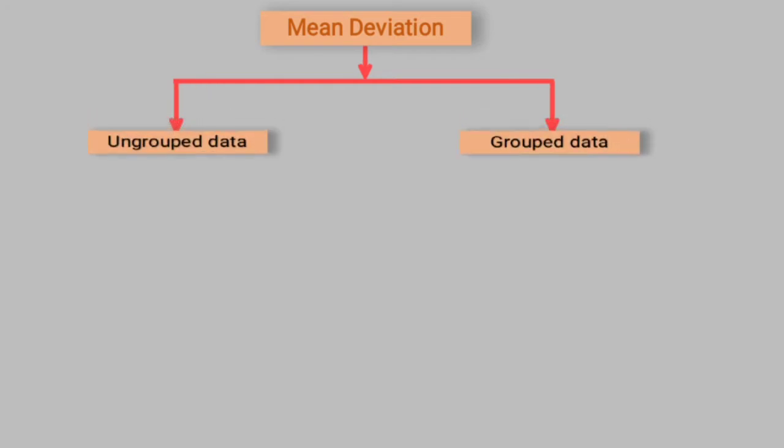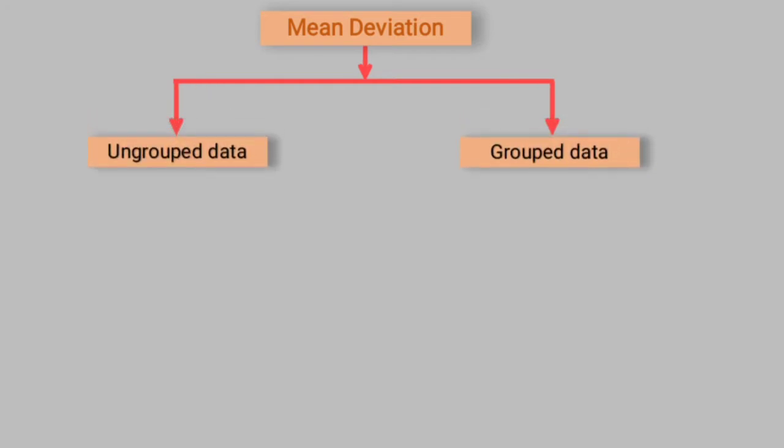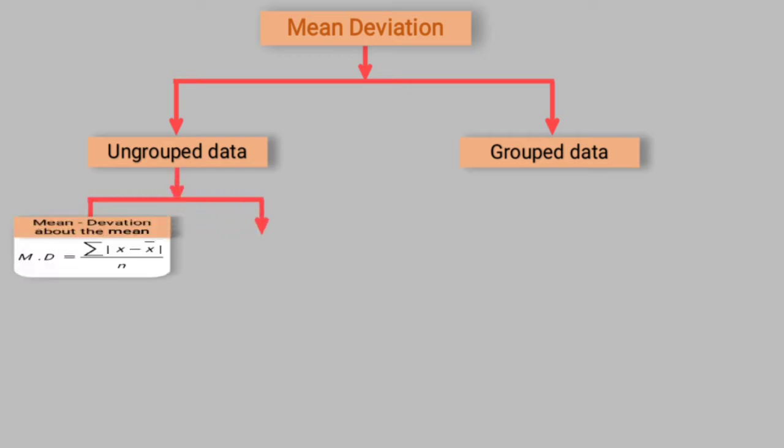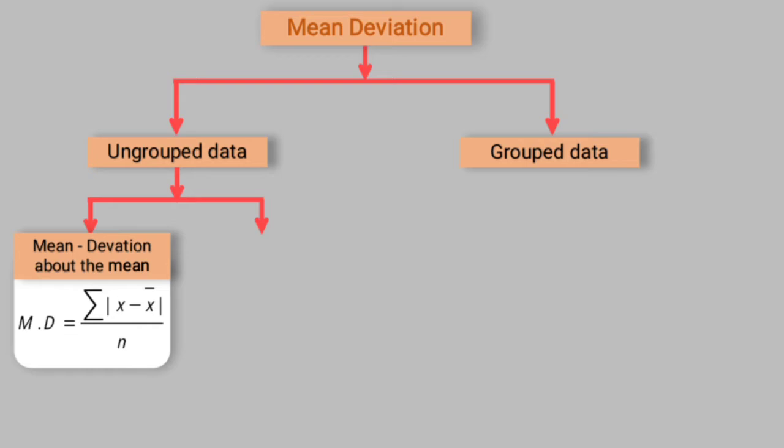We are going to calculate the mean deviation, the same as what we did for the mean. Here also we are going to find the mean deviation for ungrouped data and grouped data. First, ungrouped data. In ungrouped data, we find it in two ways. One is mean deviation about the mean. You have to be careful. Mean deviation about the mean means we need to find the value of the mean first.